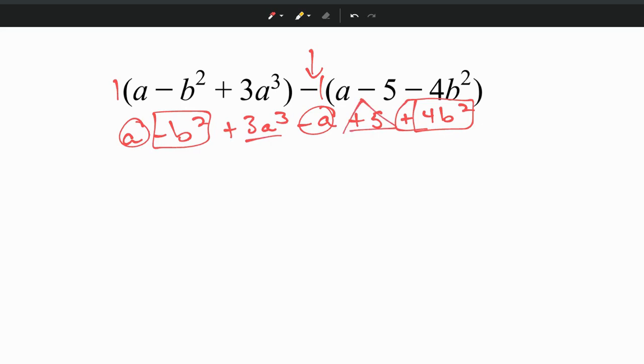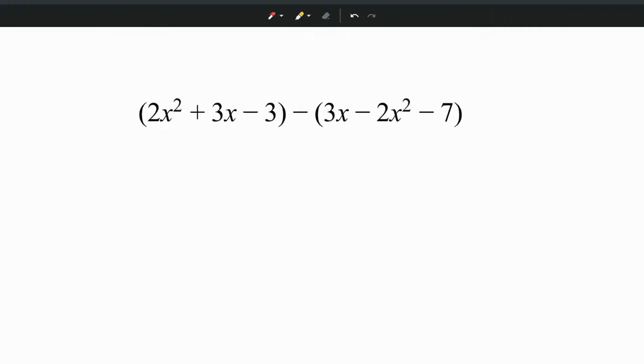So combining our a's, a minus a gives us 0, so we don't even have to write that. Negative b plus 4b squared will give us 3b squared. And then the remainder pieces. Next we're looking at this one, and again we have a minus here. That means we're going to have to simplify that a little bit differently.